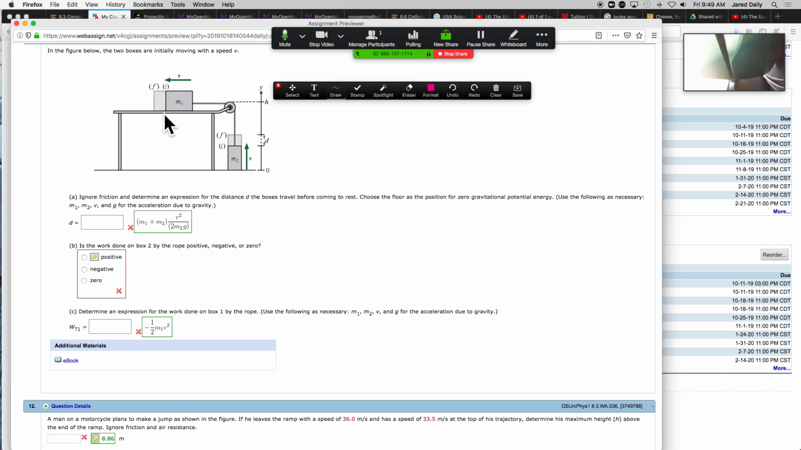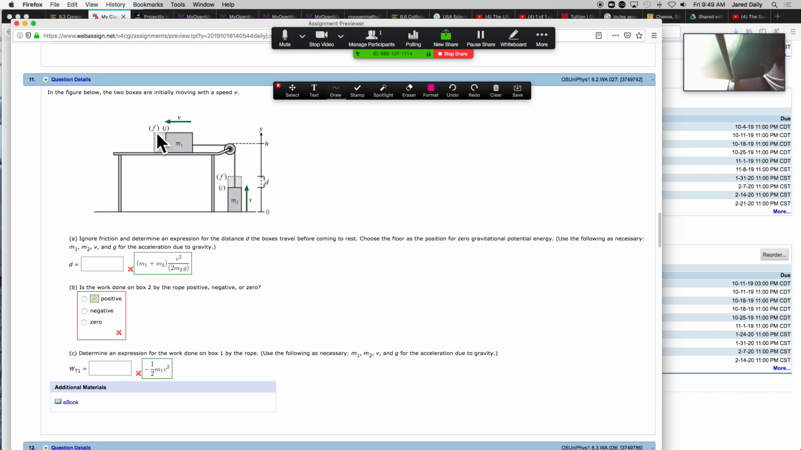What is v? Is v the initial velocity or the final velocity, or just the velocity at any point? Well, it's the initial velocity actually. It says initially moving with a speed v. Expression for the work done on box 1 by the rope using M1, M2, V, and G. Kinetic energy. Okay, I see what they did.